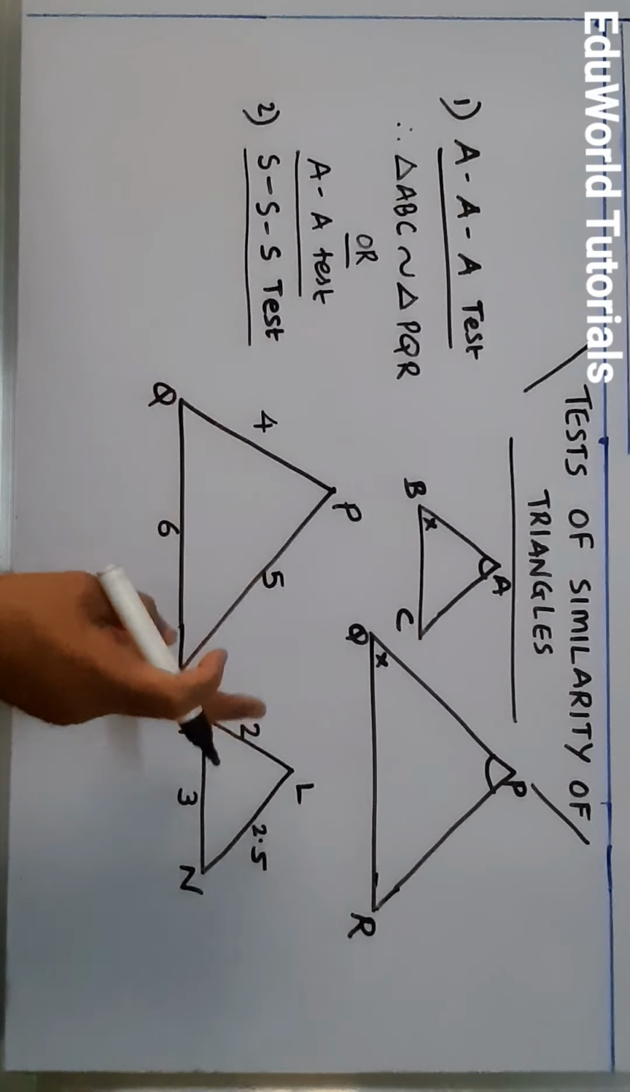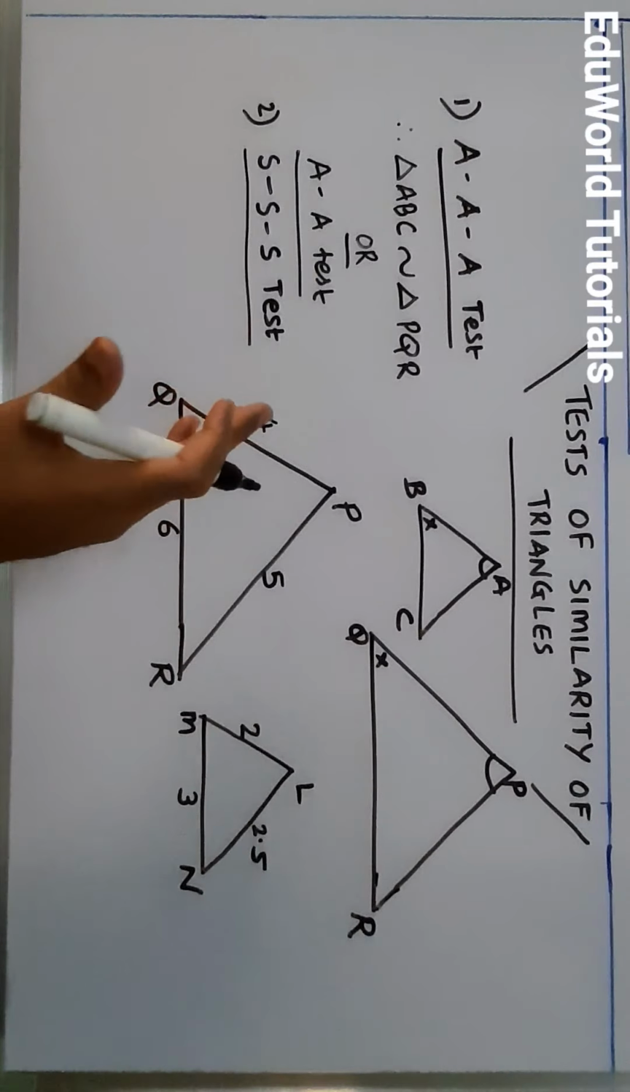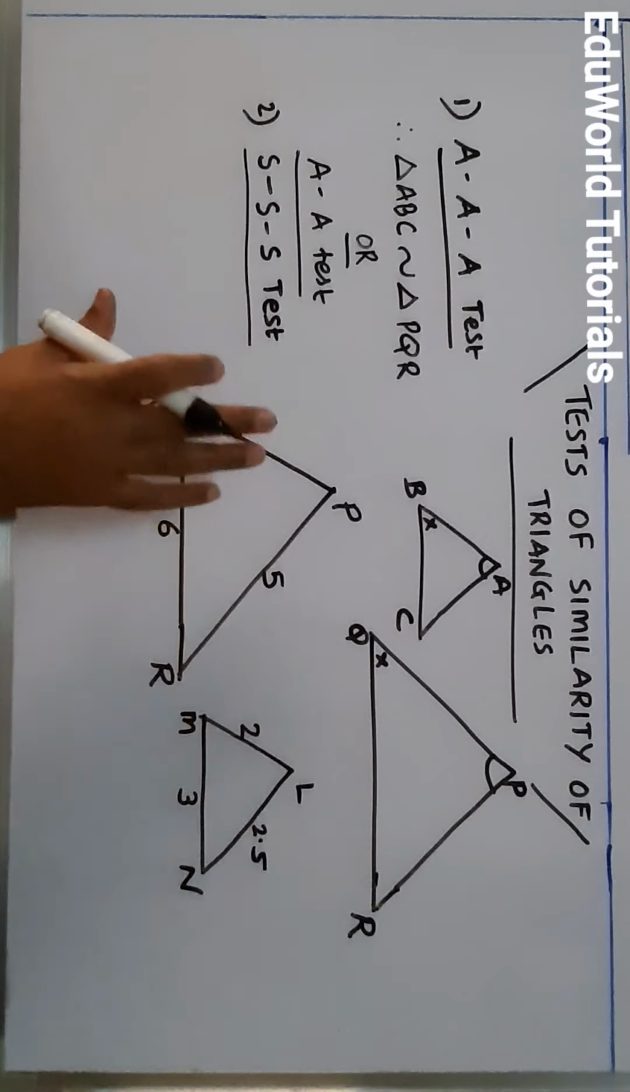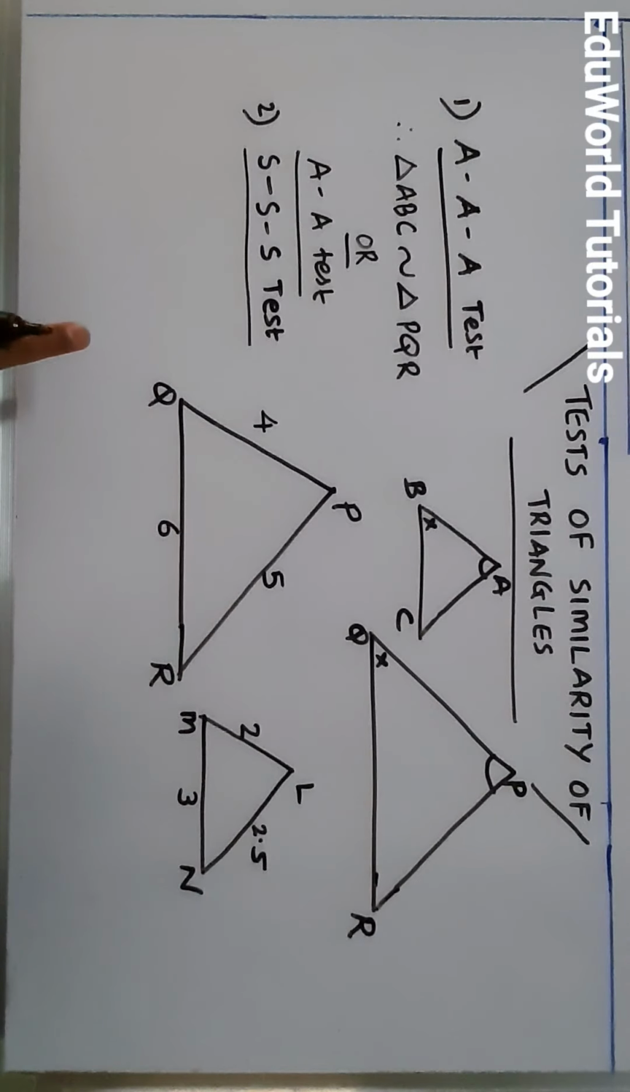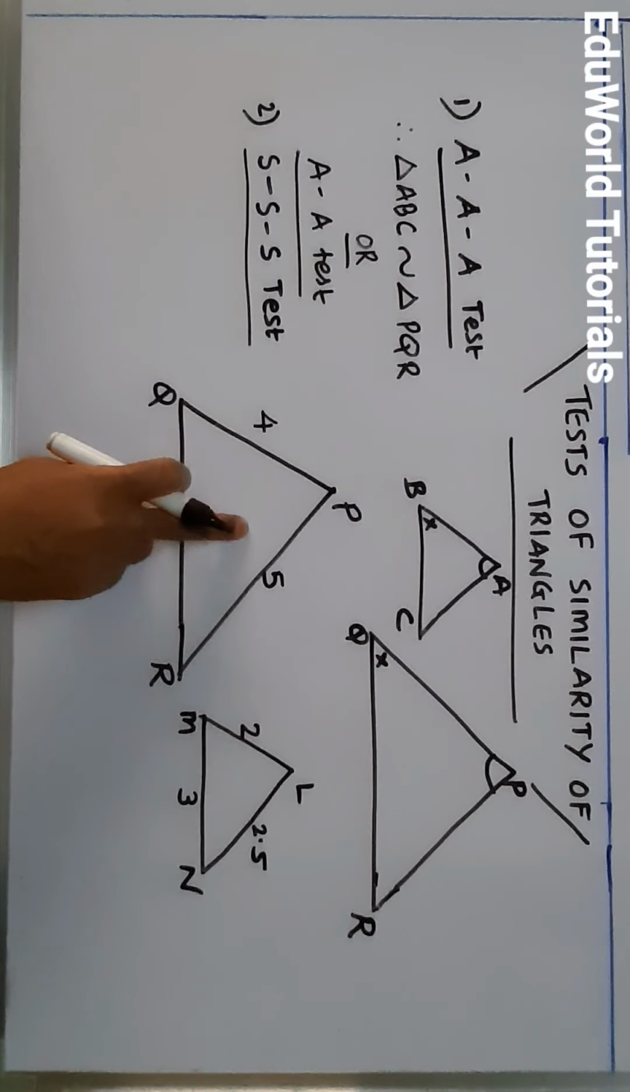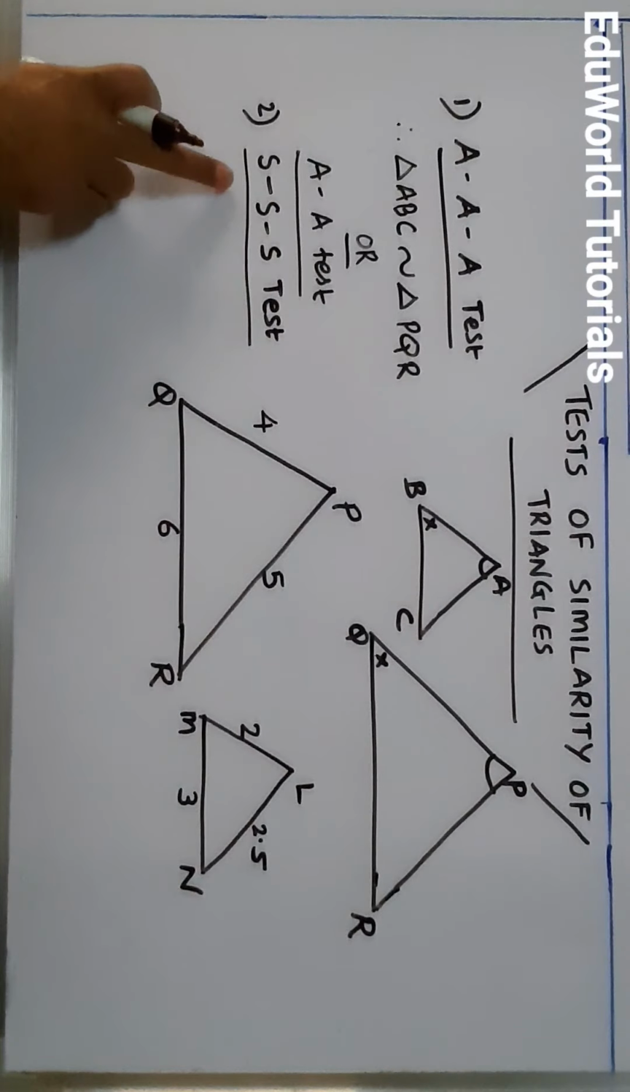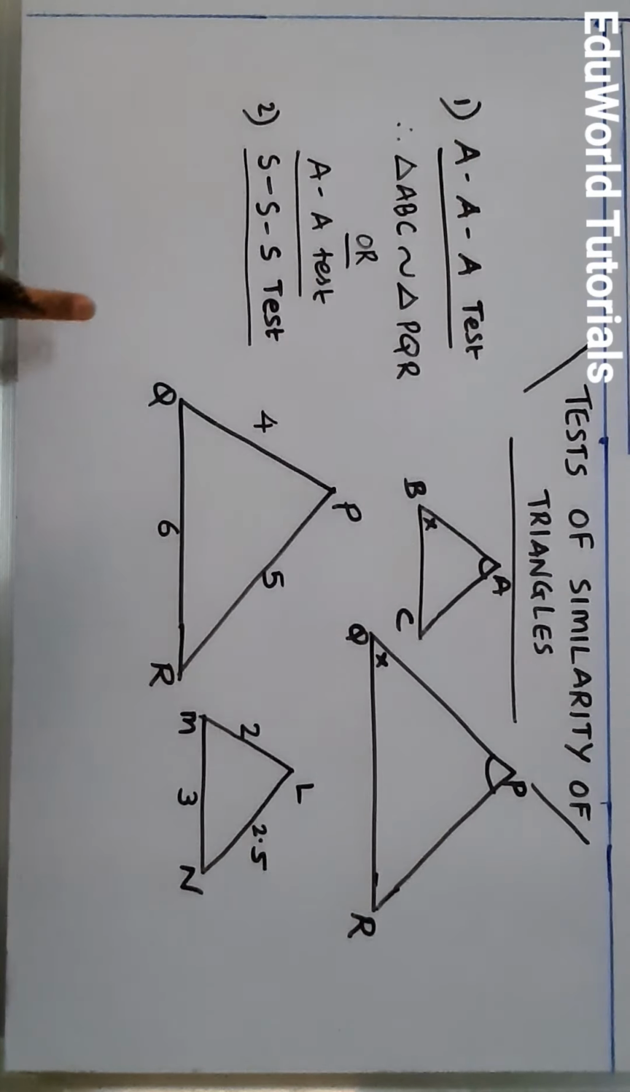Ratio is 2 is to 1 here. It can be any ratio, 2 is to 3, 4 is to 5, any ratio, but then the same ratio is maintained between all the pairs of corresponding sides. This is the second test of similarity of triangles. It is the side test. Now we will go to see the third test.